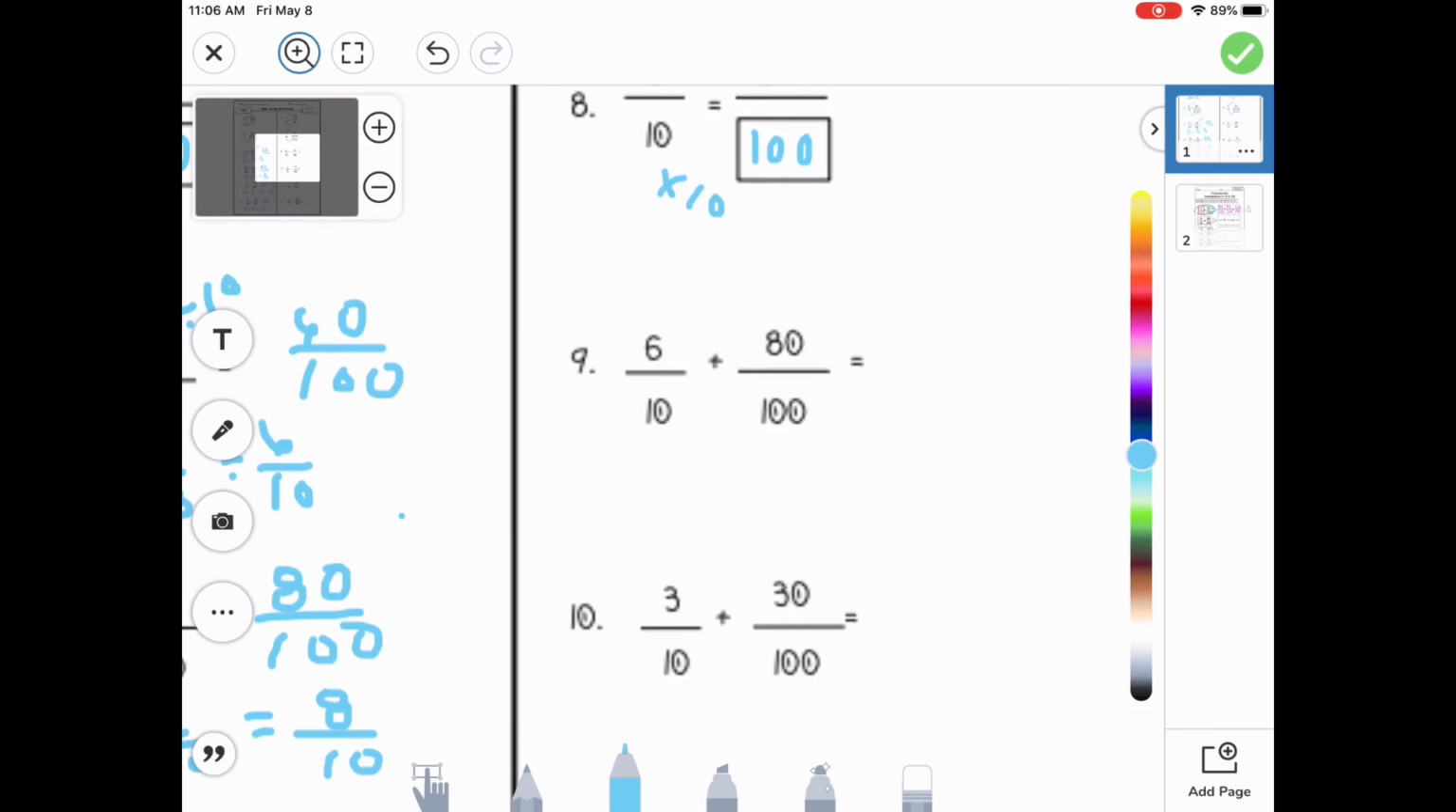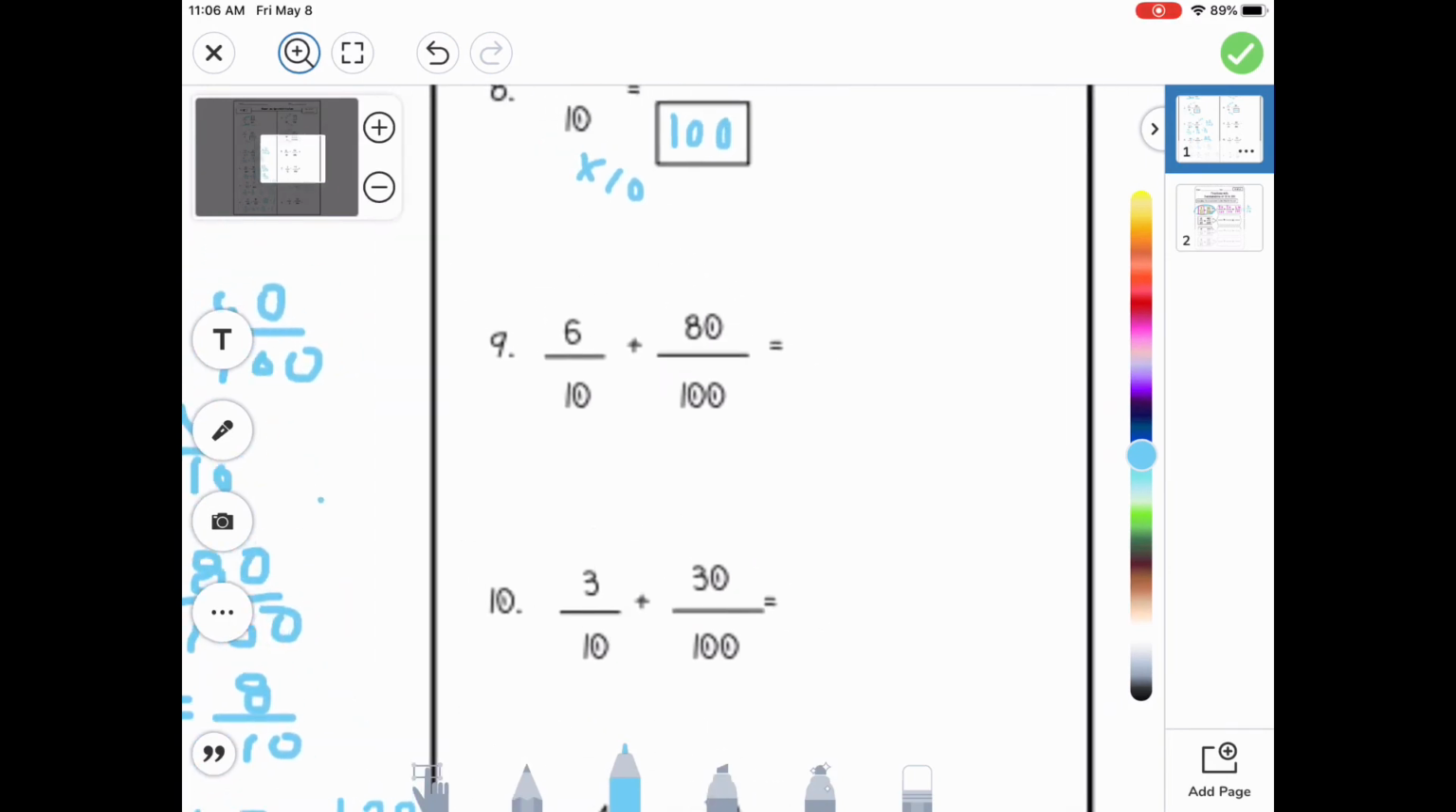Question number 9, we're adding 2 fractions again, and these fractions have different denominators. So you have to choose. Do you want to turn your denominators into 10 or into 100? If I turn them into 100, 6/10ths would turn into 60/100ths. 60 plus 80 equals 140/100. And that is the same as 1 whole and 40/100ths.